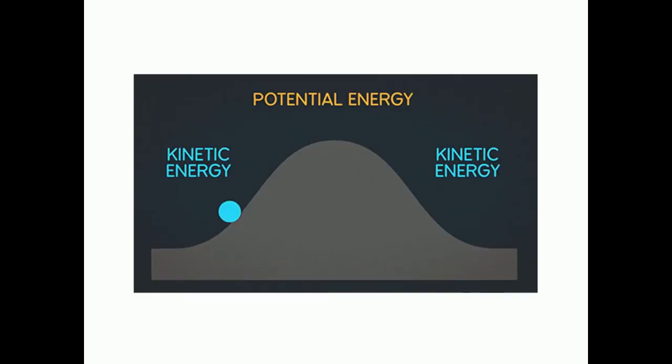Next we are going to study kinetic energy and potential energy. You must have studied these already, but I will give the definitions. What is potential energy? Potential energy is the energy stored by an object due to its position. And what is kinetic energy? Kinetic energy is the energy possessed by an object due to its motion.